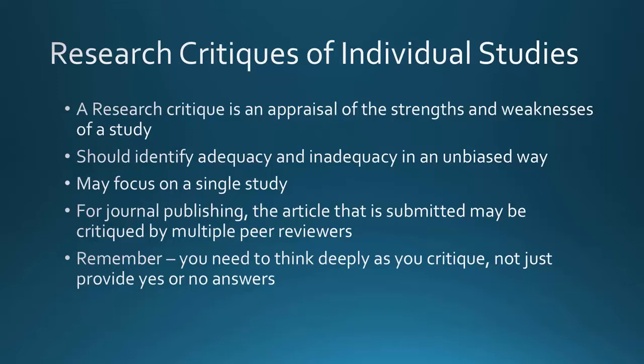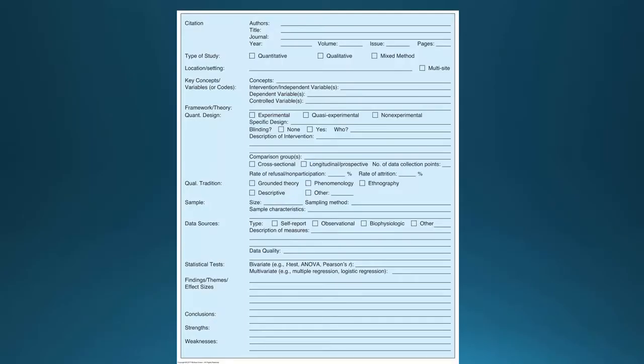All right, and then just remember, for journal publishing, the article that you submit is probably going to be critiqued by multiple reviewers who have different perspectives, and we know that. There are some students here, and so be ready to hear that peer feedback from reviewers, probably from different disciplines as well. Okay, so this is a critique sheet that's widely used, and it's published in a nursing research textbook right now, but it's just a basic critique sheet.